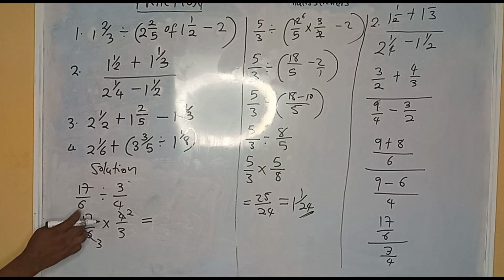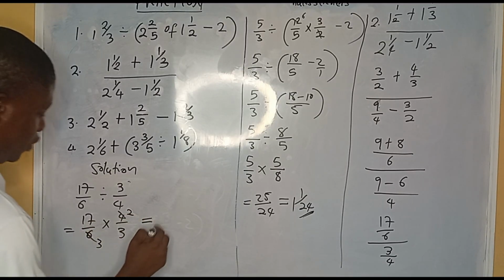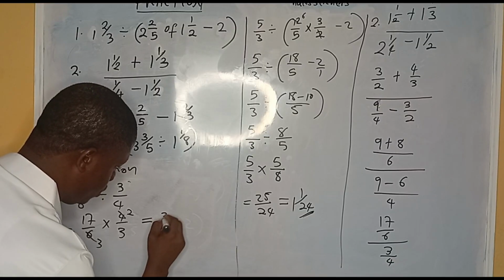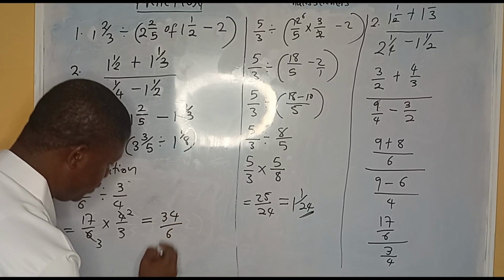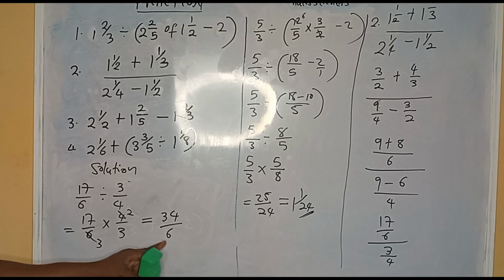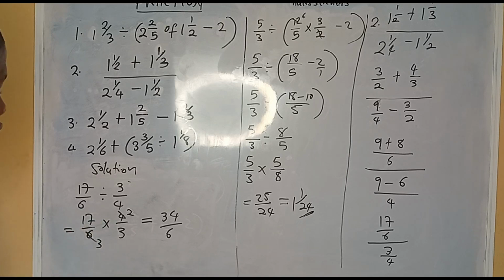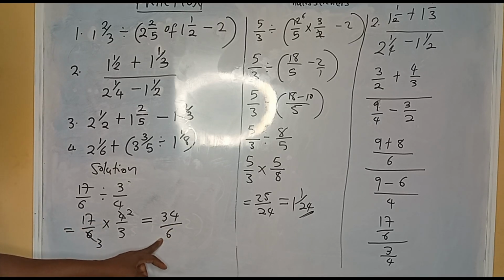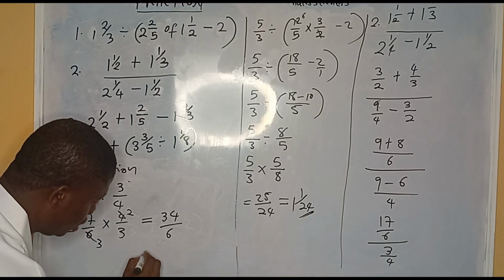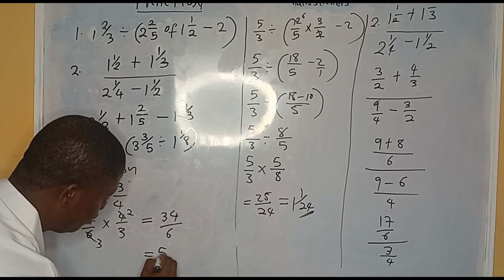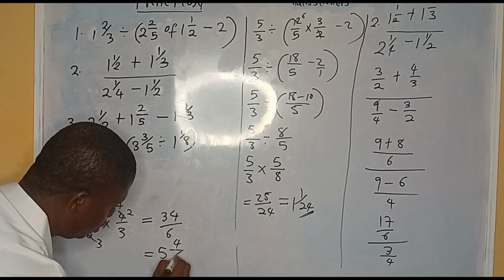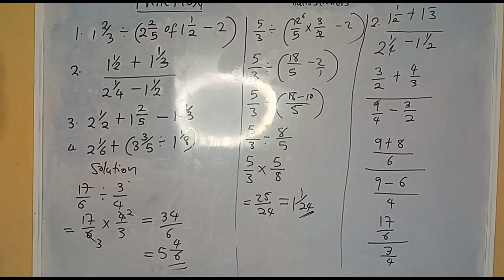So that will give us 17 times 3, which is 34, so we have 34 over 6. So this is our answer, but this is an improper fraction, so we can still convert it to a mixed fraction. Okay, so 34 divided by 6 will give us 5, remainder 4, so 5 and 4 over 6. So this is our final answer here.